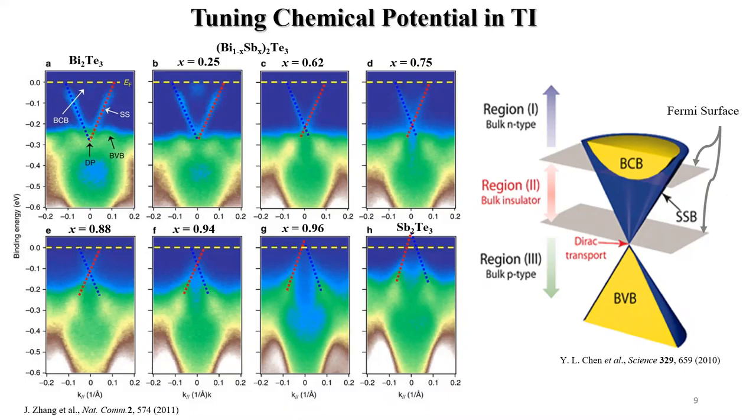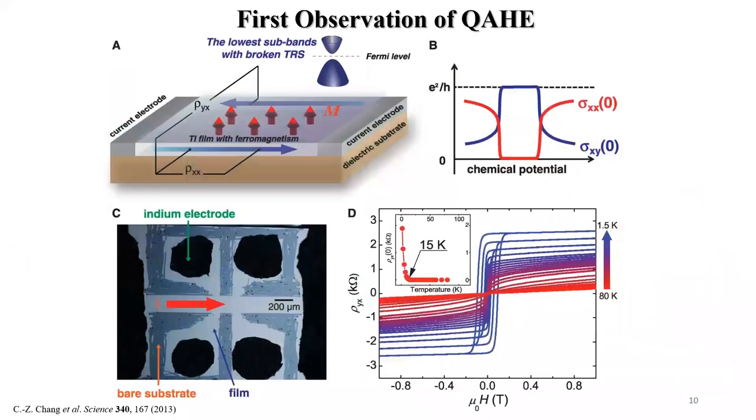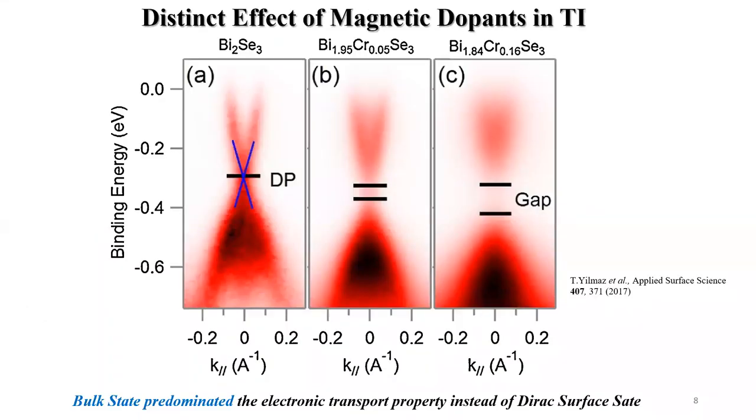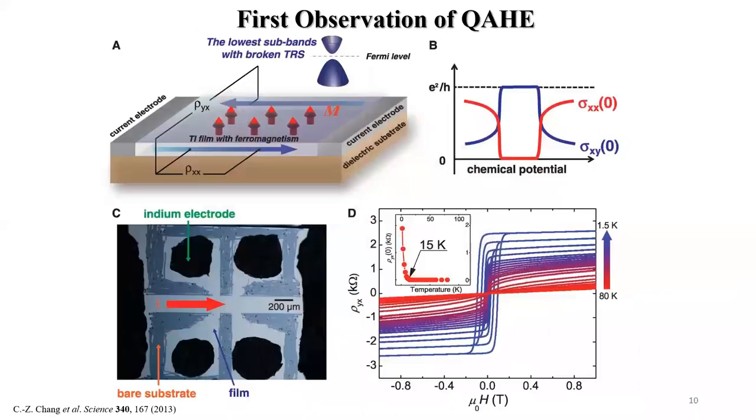When you continue doping with antimony, you can see that the Dirac point is moving up, meaning your Fermi level is going down. At some point, around 0.94 doping rate and 0.96 doping rate, the Fermi level is about in between the gap, the surface state gap. So this is what you want. By combining the above, the chromium doping, the experience from here and this one, then we can have the first quantum anomalous Hall effect.